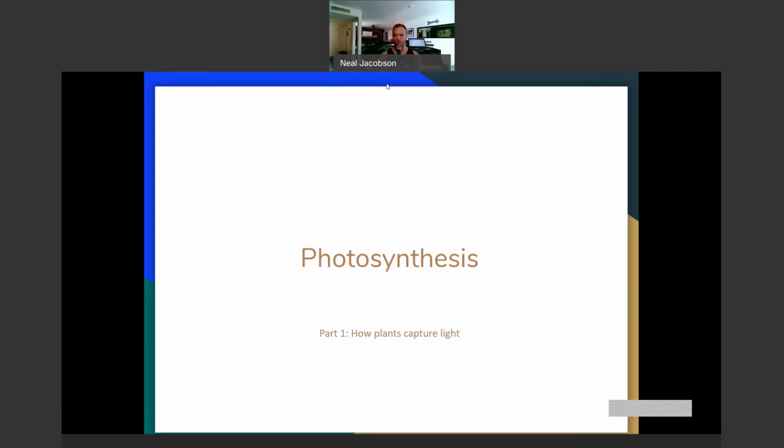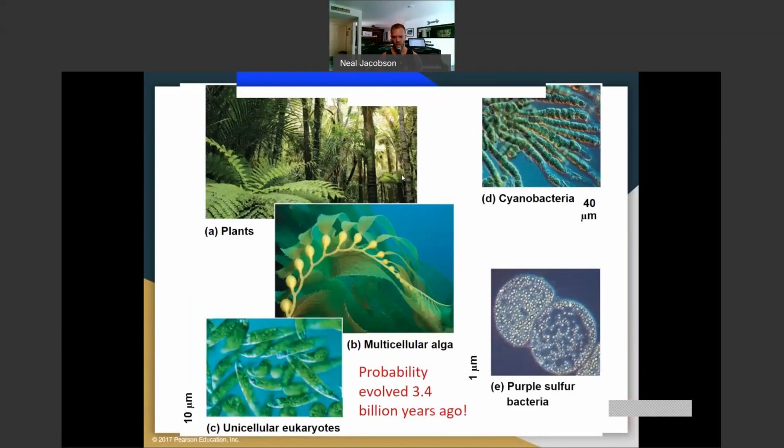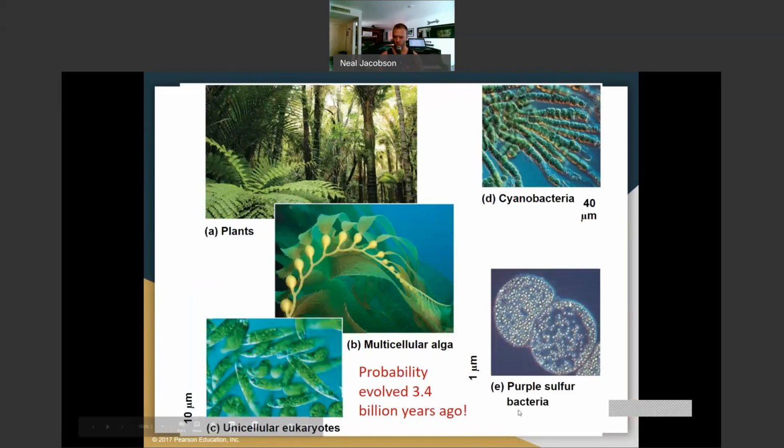All right. So this ability of plants to capture sunlight and store its radiant energy in the form of sugar, it's been around for probably 3.4 billion years. It evolved way before multicellularity. It likely evolved before even eukaryotes evolved. What's interesting is that probably every organism that photosynthesizes today is descended from these ancient ancestors.